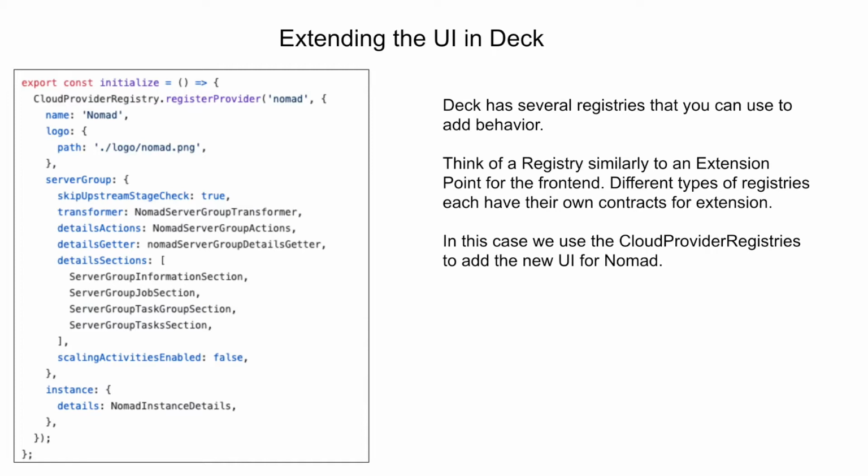Deck has several registries. You could kind of think of these in the same way that you'd think of extension points on the back end. Each type of registry has its own contract for extension. In this case, we're using the cloud provider registry to add the new UI for the Nomad cloud provider.